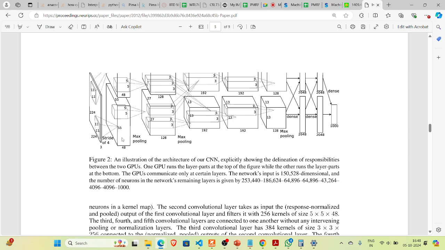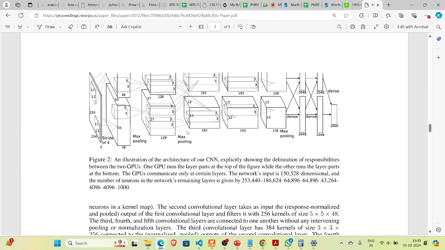Then max pooling, and the size of the image is 27. So the size is reduced by half, as you can see. What it means is that they have used a stride of 2 here. Next, the stride is 4 in the convolution, so you can see the size of the final map has reduced to 1/4, and like that it continues.